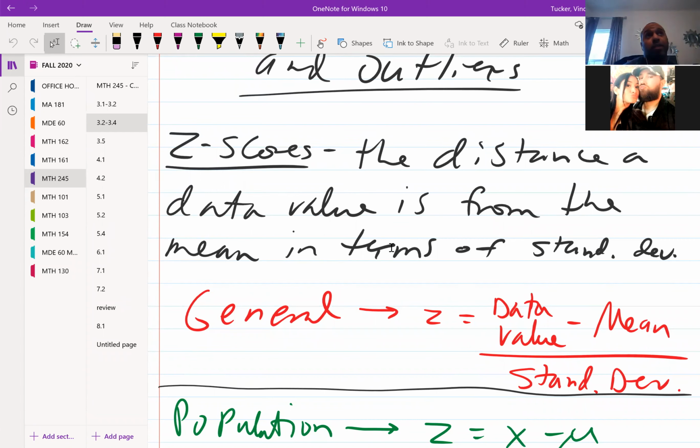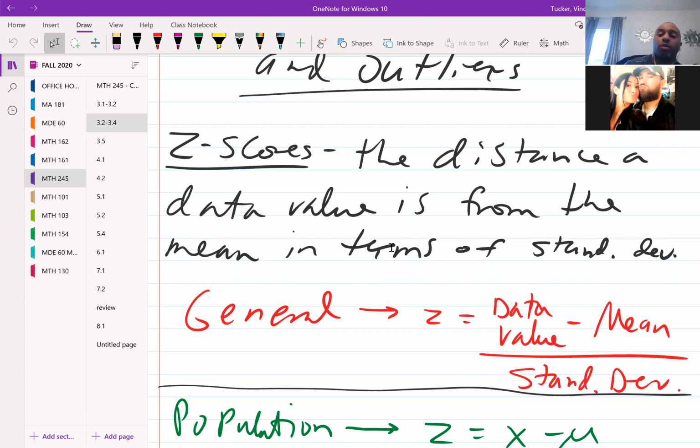Remember last class we did our empirical rule, in which we were talking about being one standard deviation away, two standard deviations away, three standard deviations away. Well, your z-scores let you be more precise. So you can be like 1.23 standard deviations away or 2.57 standard deviations away.